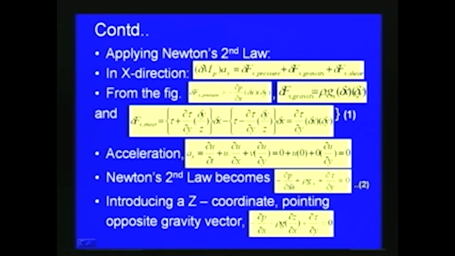So, now the pressure force we can write as del p by del x into delta x into delta y, and the gravity force rho into gx into delta x into delta y, plus the shear force del tau by del y into delta x into delta y. So, we can add all this, and then if we use Newton's second law, we can write minus del p by del x plus rho gx plus del tau by del y is equal to 0. So, this is coming from Newton's second law.